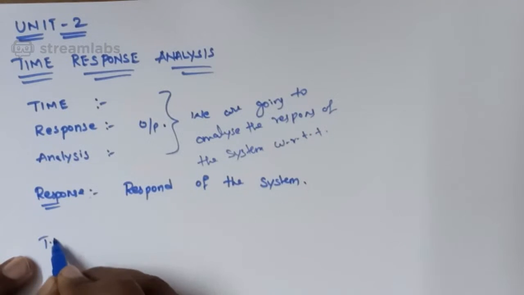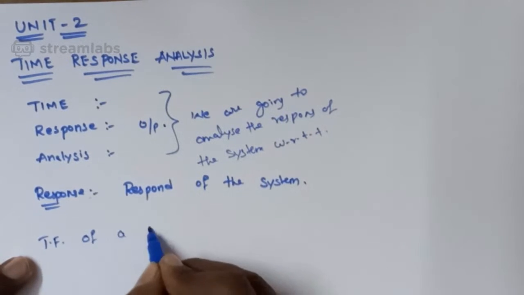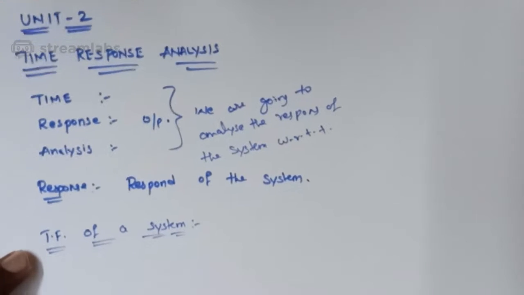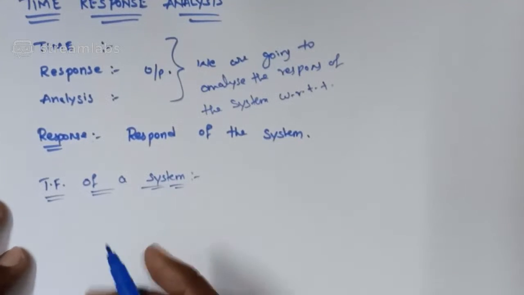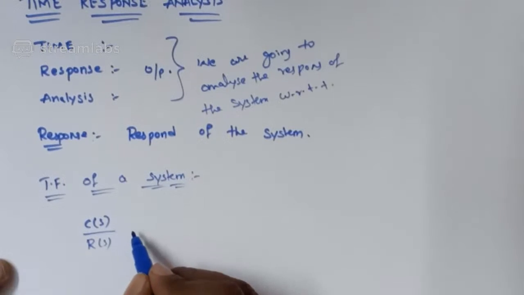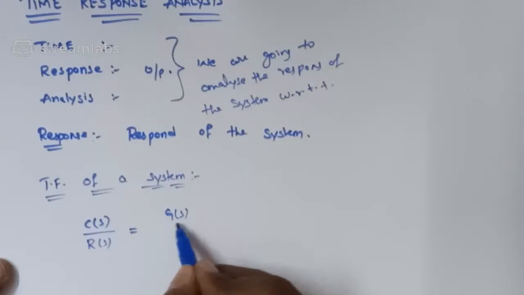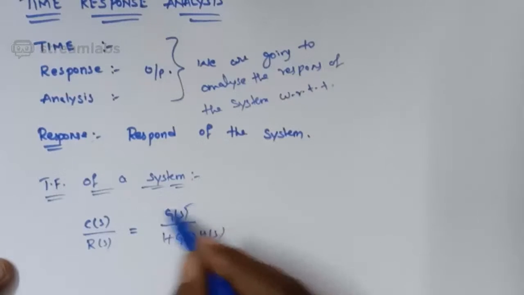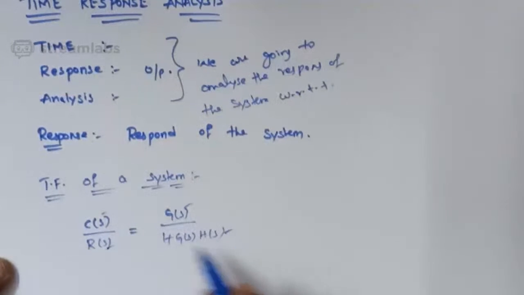Let us take the transfer function of a system. So C of s by R of s is equal to G of s by 1 plus G of s into H of s. See here, all the functions are with respect to the S domain. So all the functions are in S domain.